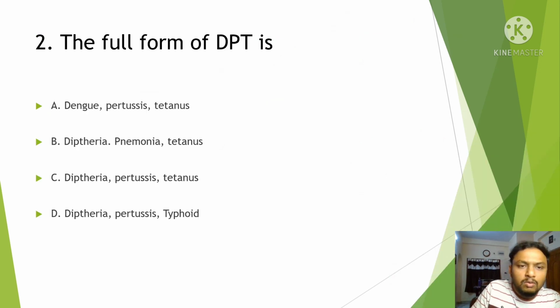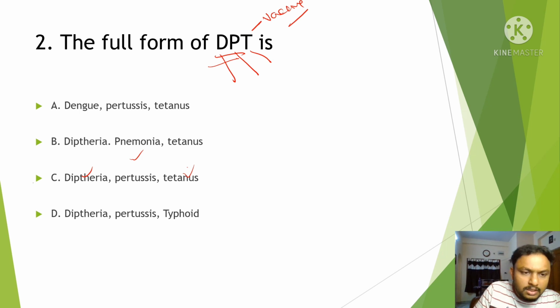And next question, full form of DPT. The very straight answer you can give. Your options: dengue, pertussis, tetanus; diphtheria, pneumonia, tetanus; diphtheria, pertussis, tetanus; diphtheria, pertussis, typhoid. So tell me what is your answer? DPT is a vaccine. Diphtheria, pertussis and tetanus. So C is your answer.